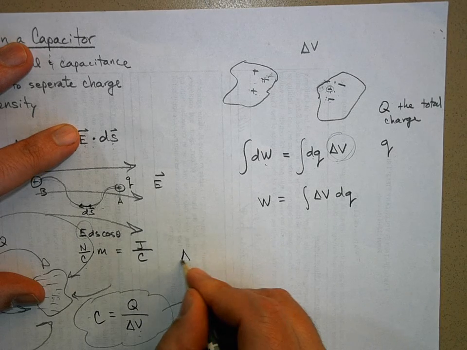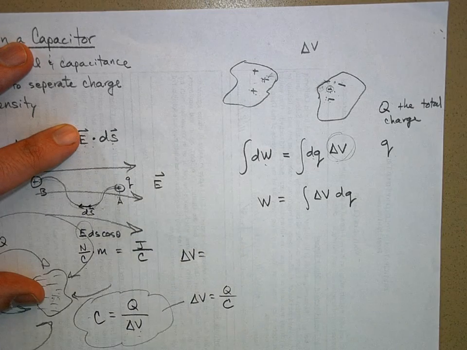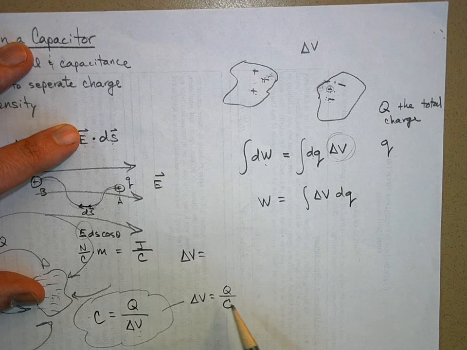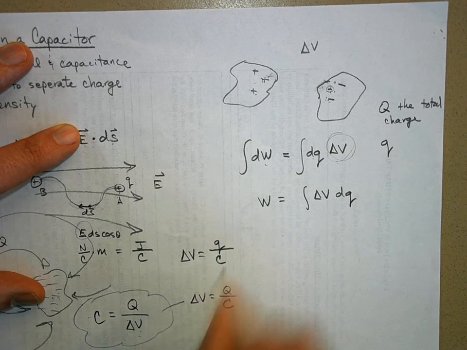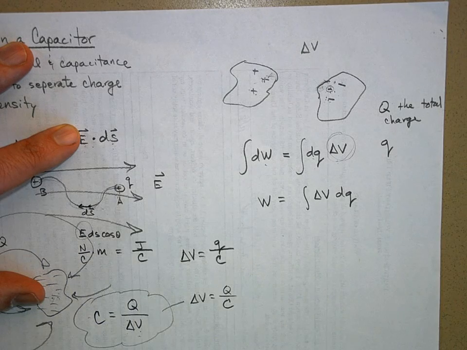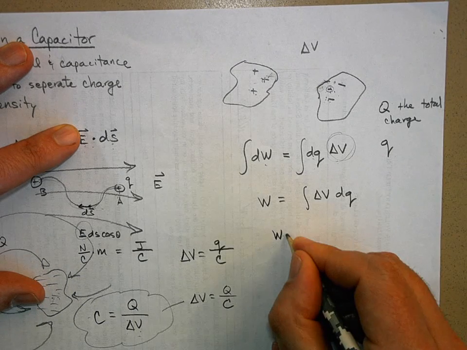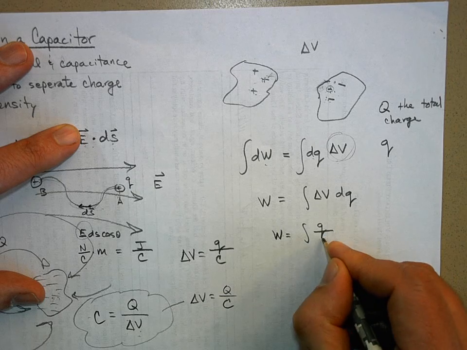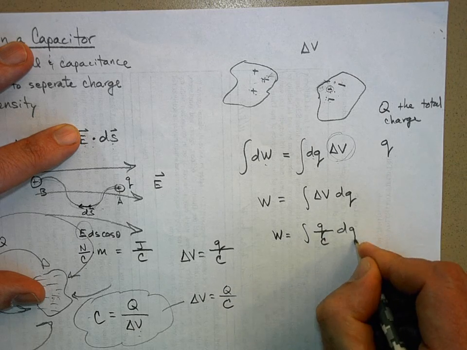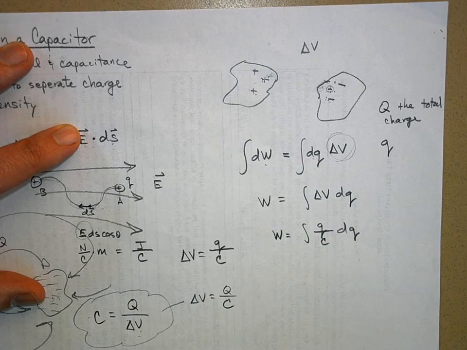Well, delta V, in terms of the capacitance, is equal to Q over C. So let's substitute that in there. So the work it takes is equal to Q over C times dq. Now, what are we going to vary? How are we going to vary the charge?